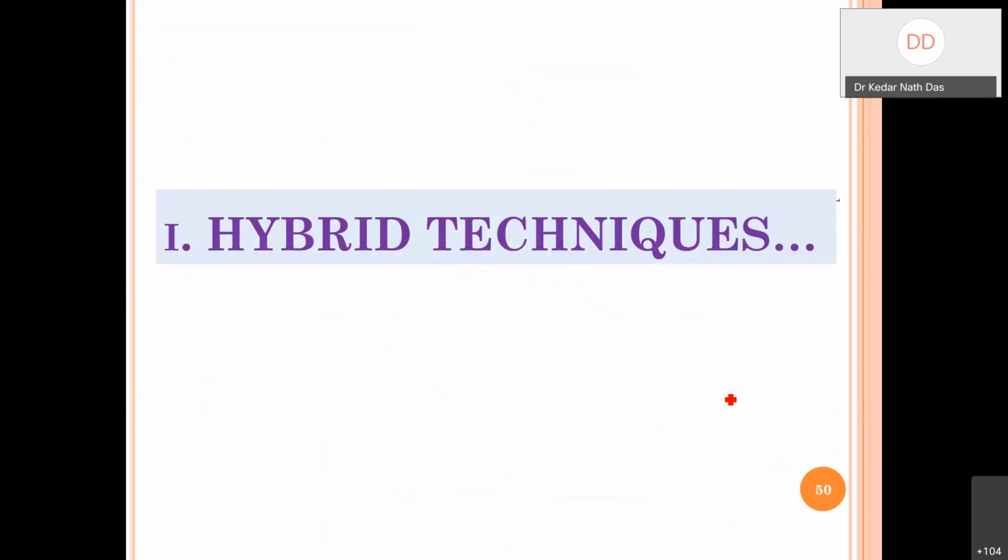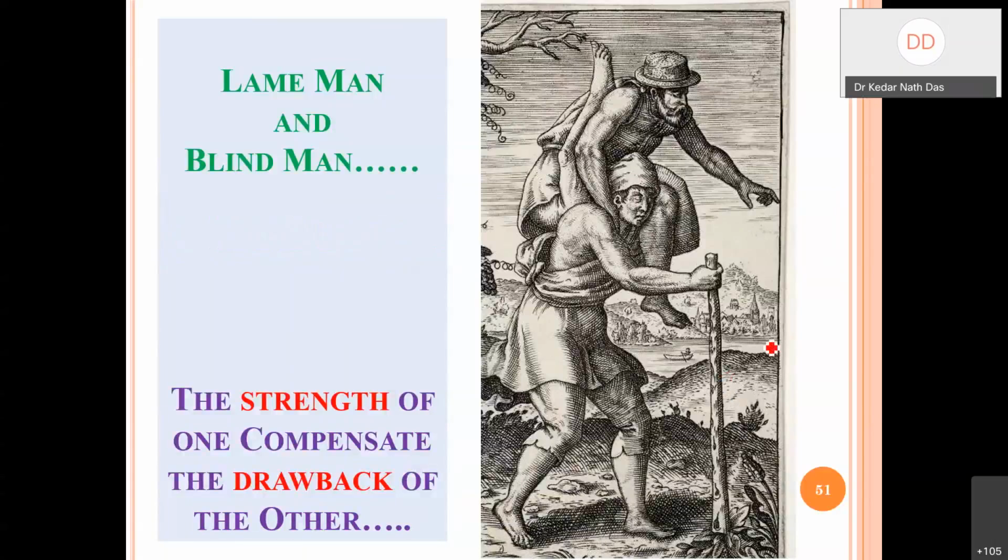The hybrid technique is most effective, and sometimes we think about why the hybrid technique is useful and why you should do this. Some of the traditional method approaches I have discussed can be implemented into the loops of the evolutionary optimization techniques to make the efficiency better. You can look to this story, that of the lame man and the blind man. They are going together to see a fair, and the strength of one compensates for the drawback of the other in this case.